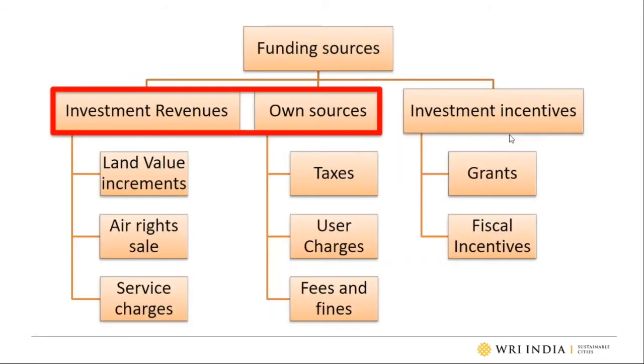Let's look at funding sources in more detail. An important distinction between funding sources and financial products, as I discussed earlier, is that the latter is a financial service provided with the expectation of repayment, while the former is a non-reimbursable value channel towards the cost of investment. As with any investment, a vital element of TOD investment is the revenues and other non-reimbursable monetary supports. There are three different types of funding sources for TOD investments, namely investment revenues, own sources, and investment incentives.